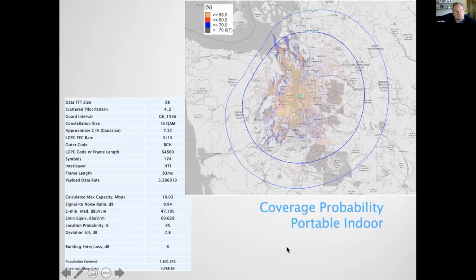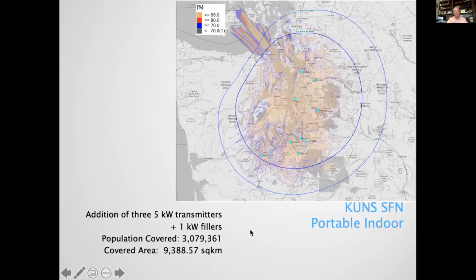Remember, indoor is really challenging because there's an antenna, or it might be, where is it? Is it in a room that's an indoor kind of, not right by the window? So the population covered is 1.6. Not too great, really. But if you now add those 3 5-kilowatt transmitters plus the 4 1-kilowatt fillers, look what you did to the population. Now you have 3 million. And that's a really big deal because of some of the business use cases that you may have, you may want to do this. So this is something that I think is really important for us.